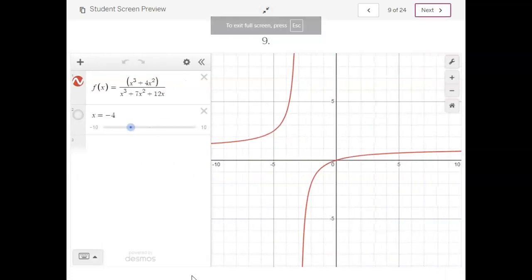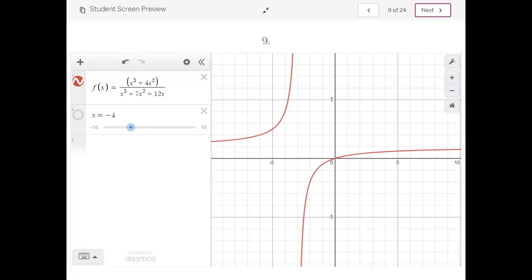Number 9. The limit as x approaches -4. What do you think? Where's the asymptote? -3. The asymptote's at -3, right? Here's -4. So be careful. Just because we have an asymptote doesn't mean that that's what the question is asking.